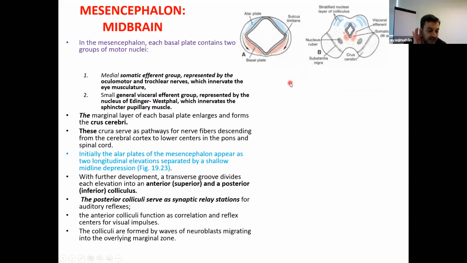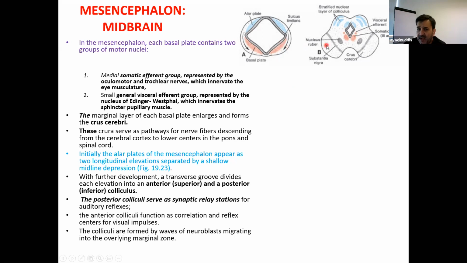Now we're coming to the midbrain, which is the mesencephalon. So once we finish the rhombencephalon, the vesicle which is just above, or cranial to, the rhombencephalon is the mesencephalon, and the mesencephalon is going to give rise to the midbrain. Again, you have the basal plates and the alar plates. The basal plates you can see in front.